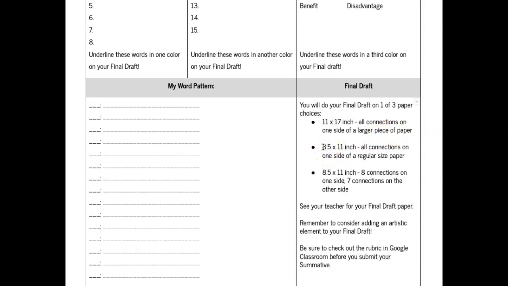The second option is 8.5 by 11. These are all the connections on one side of a regular sized piece of paper. And then the last choice is, again, a regular size paper, 8.5 by 11. You'd have 8 connections on the front and 7 connections on the back.